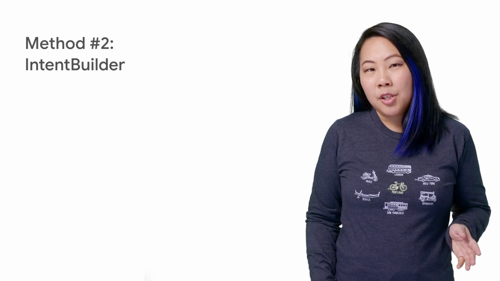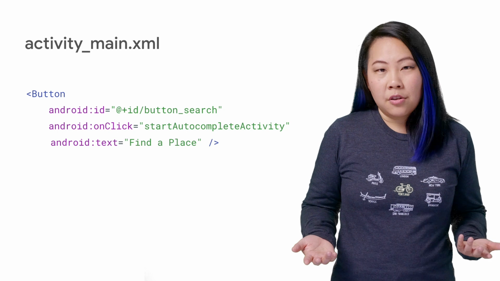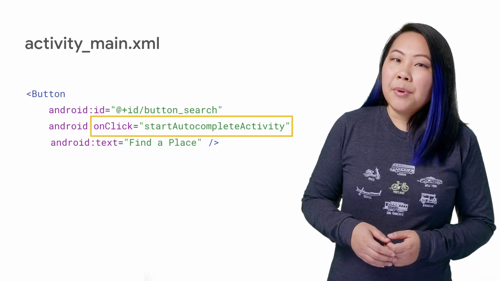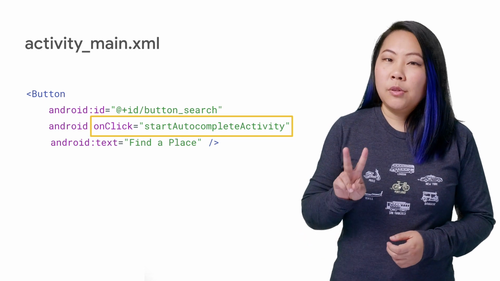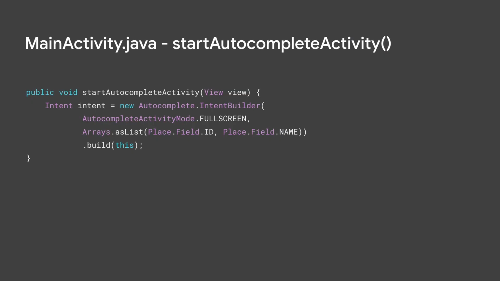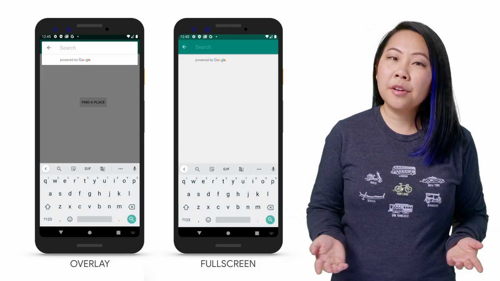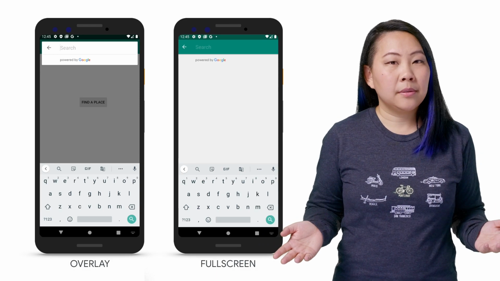If you want your app to use a different navigational flow, for example, to trigger the autocomplete experience from an icon rather than a search field, your app can launch autocomplete by using an intent. There are just 2 steps to this. First, use autocomplete.intentBuilder to create an intent, passing the desired autocomplete mode. When using an intent to launch the autocomplete widget, you can choose from overlay or full screen display modes.